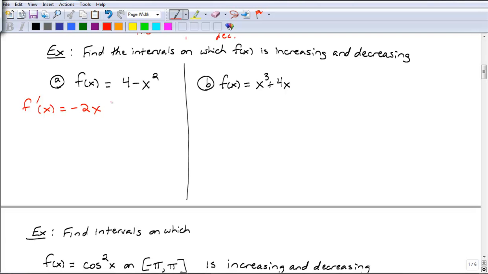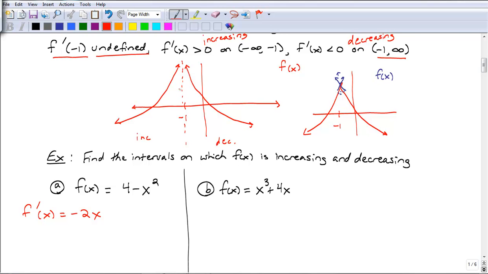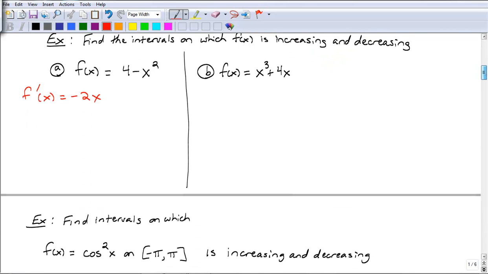Now that's defined everywhere. So I just need to figure out where that... So there you could have problems. If it's not positive or negative, it could be undefined or it could be 0. So I'm going to look for the place where the slope is 0, to figure out where it's neither positive nor negative. Where the first derivative is positive, it's increasing. Where it's negative, it's decreasing. So I'm going to figure out where it's 0, where it's not changing at all. I divide by -2 and I get x equals 0.